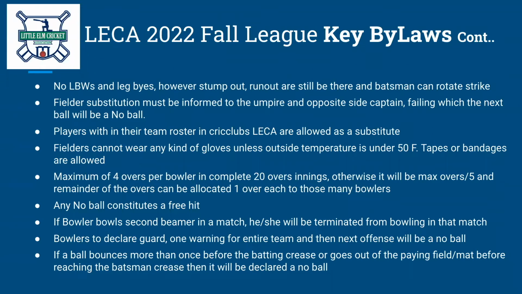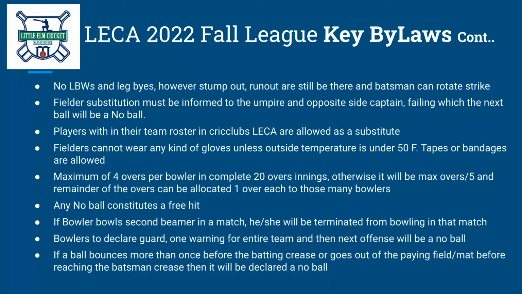Then maximum 4 overs for the bowler in a 20-over match. If it is less than 20 overs, let us say due to weather conditions we could only run an 18-over game, then it will be the number of overs divided by 5, which would be 3 for an 18-over game, and then you're left with 3 overs. Then you can attach 1 over to 3 different bowlers. That means 3 bowlers can bowl 4 overs, and only 3 overs max for the others.